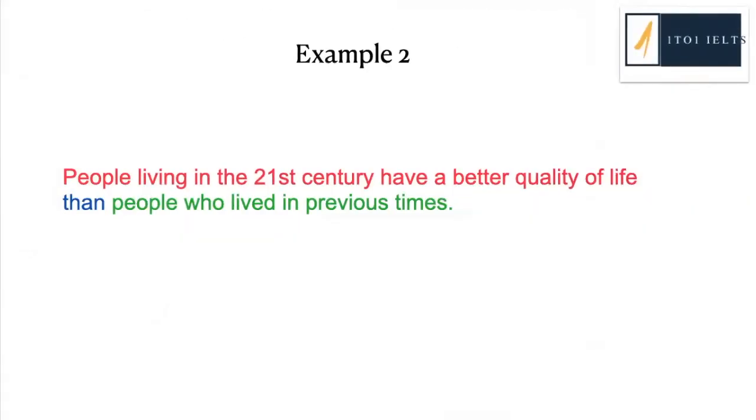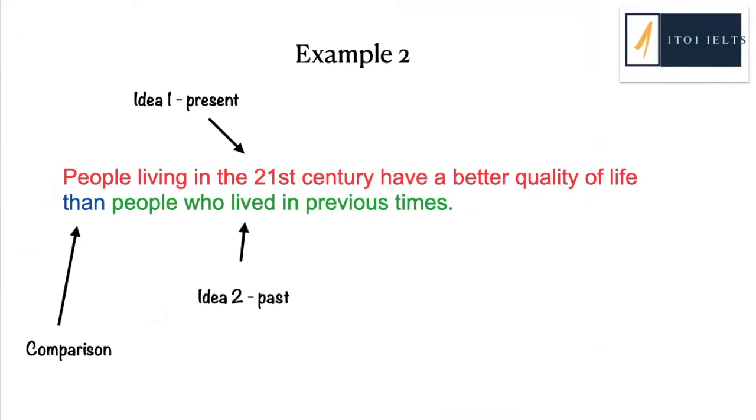In our second question statement, it says people living in the 21st century have a better quality of life than people who lived in previous times. And we'll notice again, we are comparing the present with the past. So in the red, people living in the 21st century, well, that's now. And we're saying they have a better quality of life than, okay, so we've got the word than, and we know it's comparing. And we're comparing with people who lived in previous times. So we're comparing it with the past.